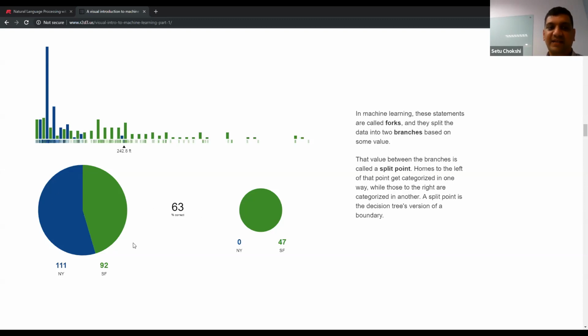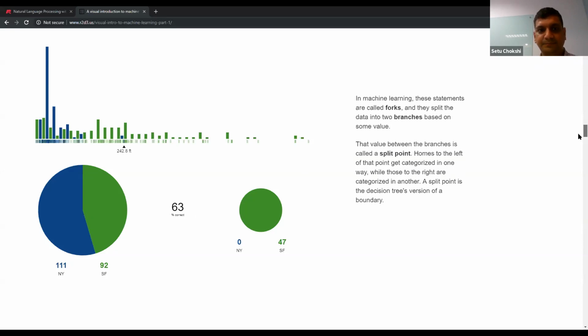On my left-hand side, the pie chart that you see, I got a mix where I could say New York and San Francisco. But on the right-hand side, the circle that's all green turns out to be only San Francisco. So I could clearly mark out San Francisco and do a pretty good job, right? Just by looking at that, I got 63% of the values to be correct.